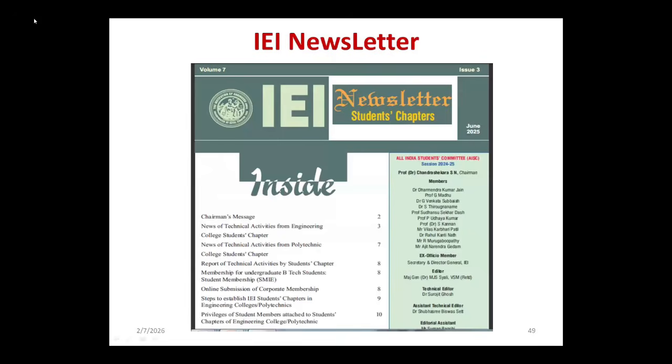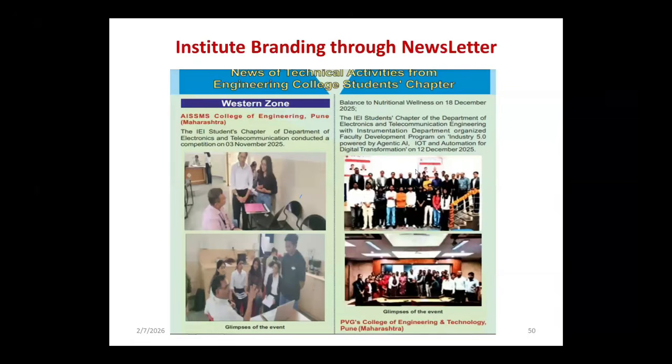Then this is one of the newsletters of IEI headquarter, where if you are selected as an AIC, because Madam has explained that AIC nomination in my introduction, your name will be in this committee. That committee is called the All India Student Committee of IEI. So on the front page itself your name will be reflected, and that is the branding of your institute along with your name. And when you conduct such events, after your event you can send it to the headquarter IEI for publication in this newsletter.